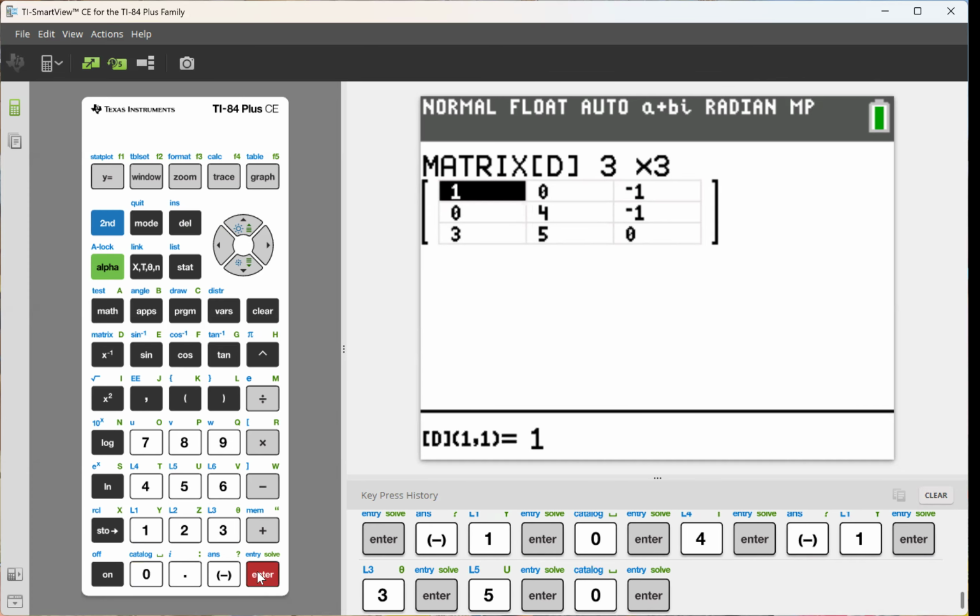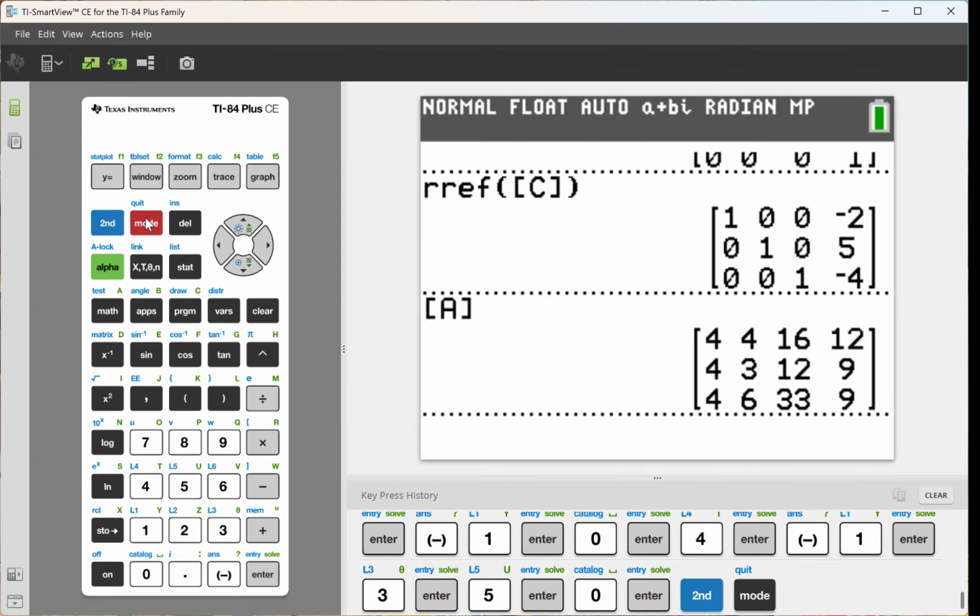Okay, I'm doing a quick check. 1, 0, 3, 0, 4, 5, -1, -1, 0. Okay, so I've got the first matrix in, so I can find the determinant D. Now I'm going to put the second one in.